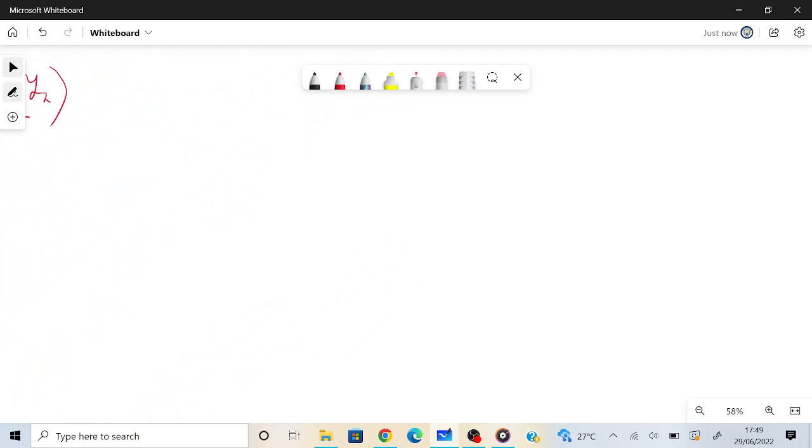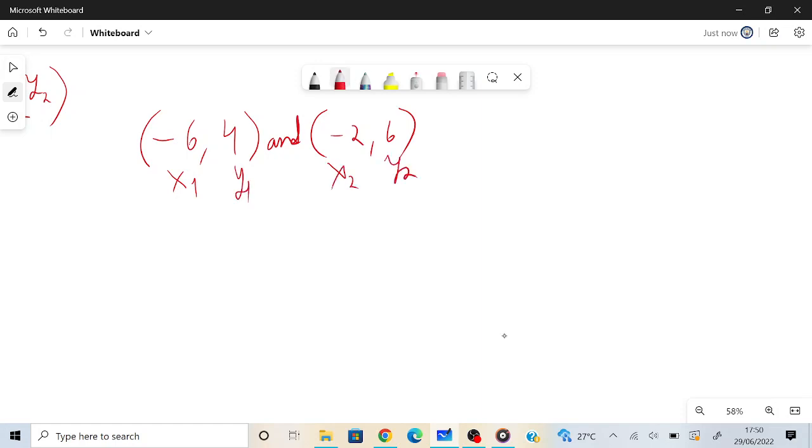This time the coordinates given are -6, 4 and -2, 6. I need to find the midpoint. Again, we know our formula is x1 plus x2 over 2, y1 plus y2 over 2. This is your x1, this is your x2, this is your y1, this is your y2. Putting in the formula, we know this is -6 plus -2 over 2, comma 4 plus 6 over 2.